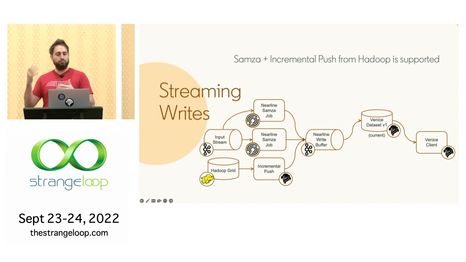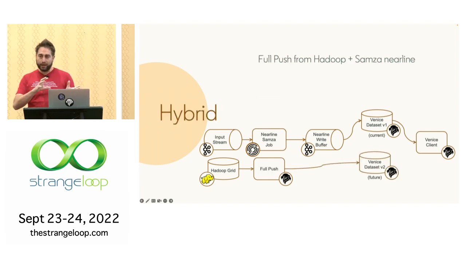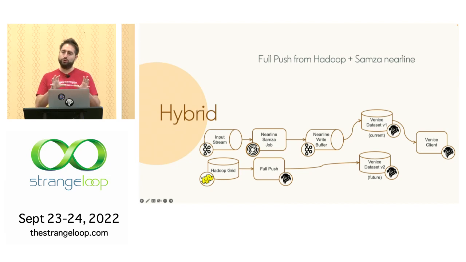We also support mix and matching, Samza streaming writes with incremental pushes, no problem. And coming back to hybrid, a pretty popular combo of data sources that we have at LinkedIn is doing full pushes from a Hadoop grid, let's say on a daily basis or a few times a day, and then also overlaying on top of that some streaming writes. So this is essentially a Lambda architecture that works out of the box, right? Like the user doesn't need to do much. It's all orchestrated thanks to Venice's buffer replay mechanism and all that I described earlier.